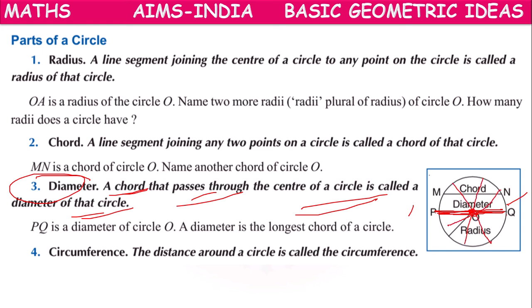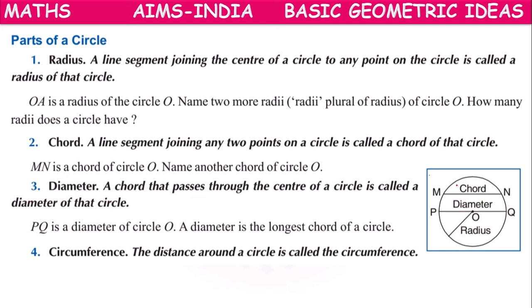If we draw a chord and it passes through the center of the circle, then it is called a diameter. And the diameter will be the longest chord of all. We can draw so many chords like this, but out of all chords, the longest chord is the diameter.